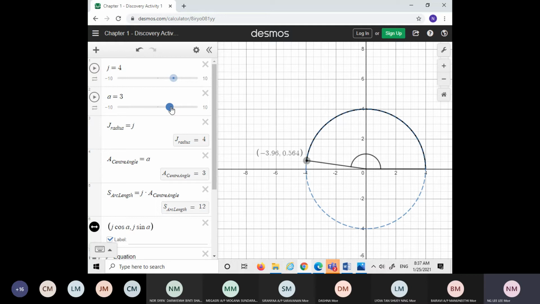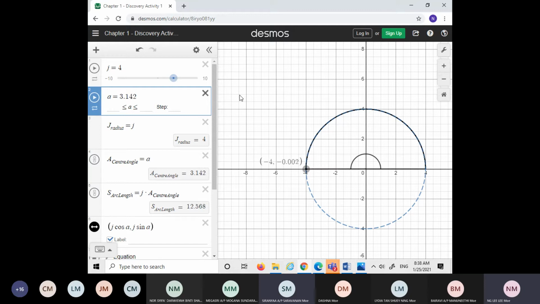Because I know the answer, let me control the figures. Okay, can you see? Now I get a semicircle. Then how big is my angle here? 3.142 radians. 3.142. Is this number familiar or not? What number is this? Pi. Yes, very good, pi.